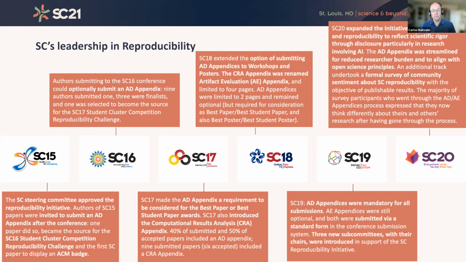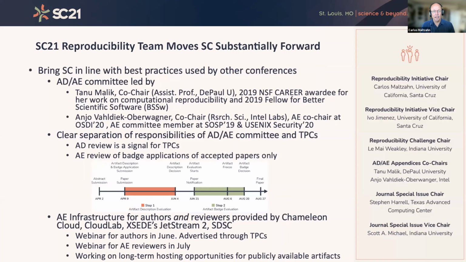So in SC21, next slide, please. Ivo, the vice chair of Reproducibility Initiative, and I quickly decided to focus on artifact evaluation. That had been a little bit of a stepchild of the Reproducibility Initiative in the past years, and we wanted to really see, can we push this forward? The way we tried this is by pulling in people from other conferences, people who were very much experts in artifact evaluation, and see whether they can move this forward by adopting practices from other conferences.